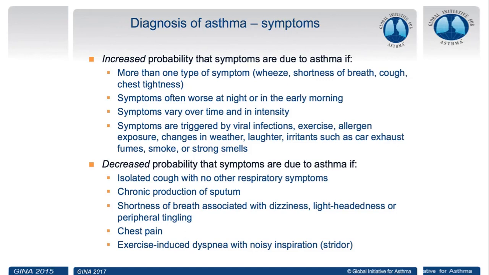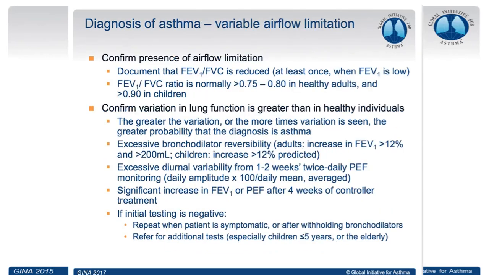Diagnosis also increases the probability if there is more than one symptom: wheeze, shortness of breath, dry cough, or chest tightness. If the patient has isolated cough with no other symptoms, or production of sputum, or shortness of breath with dizziness or lightheadedness, chest pain, exercise, we need to think of other things besides bronchial asthma.